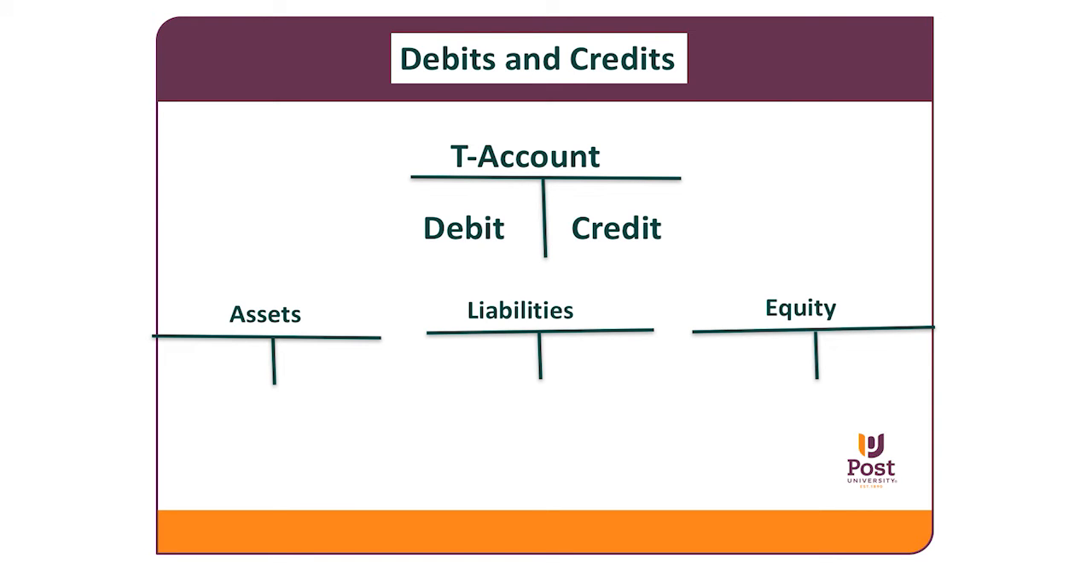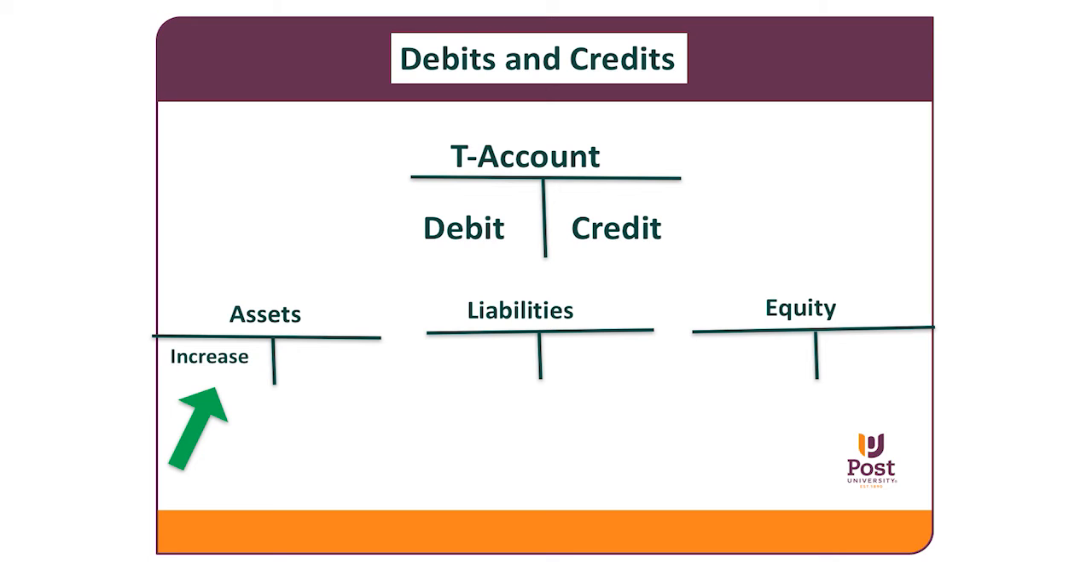We set up a T account for all our individual assets, liabilities, and equity accounts. In Chapter 3, we will actually add revenue and expense accounts, and in Chapter 4, we will add the dividend account. These include cash, vehicle, accounts payable, common stock, etc. How debits and credits affect the various accounts is critical to your understanding of accounting.